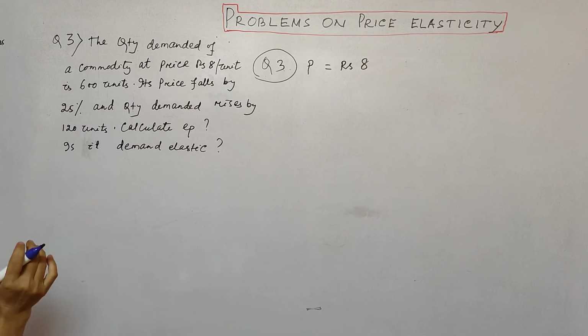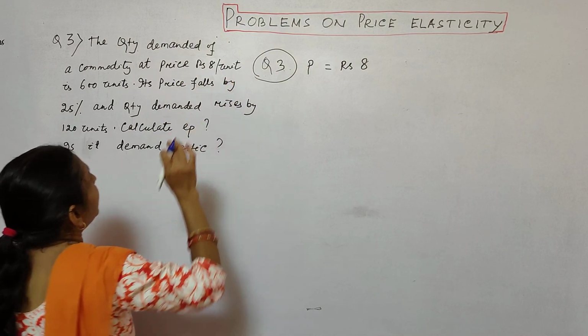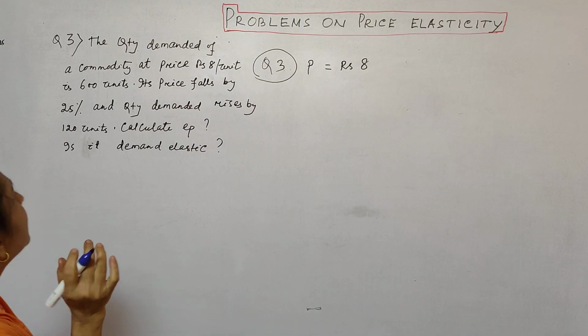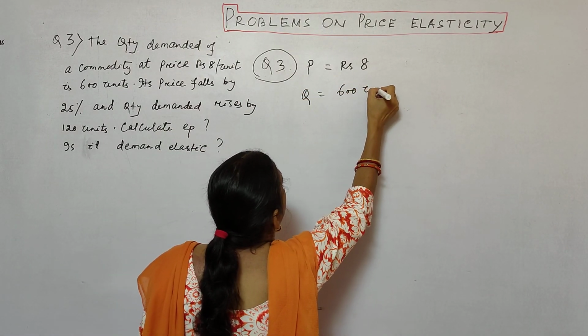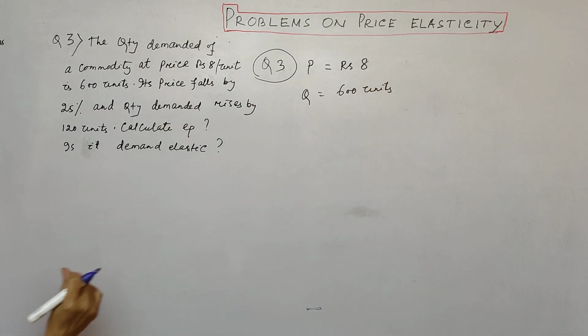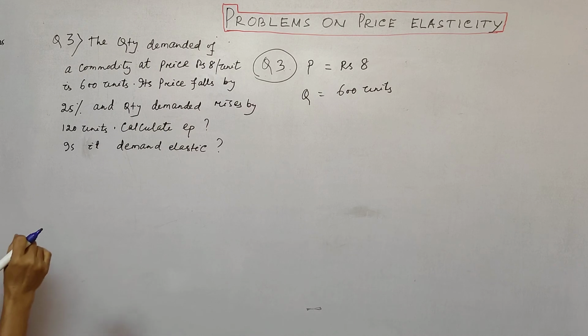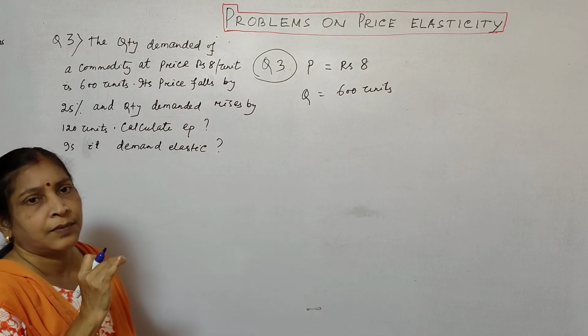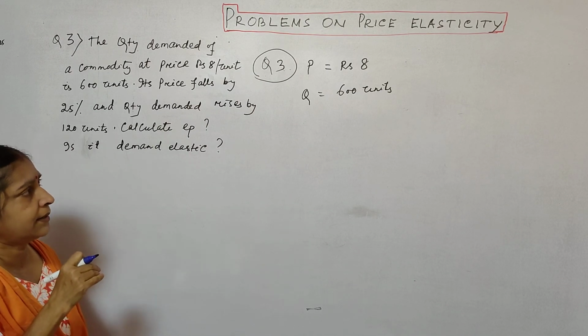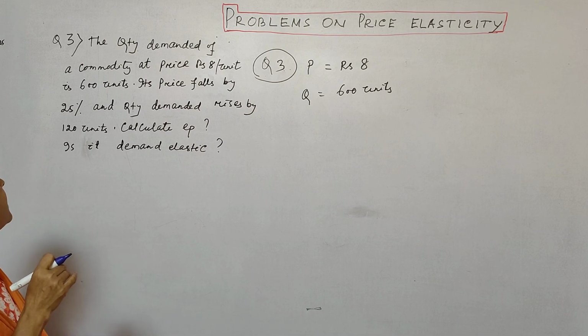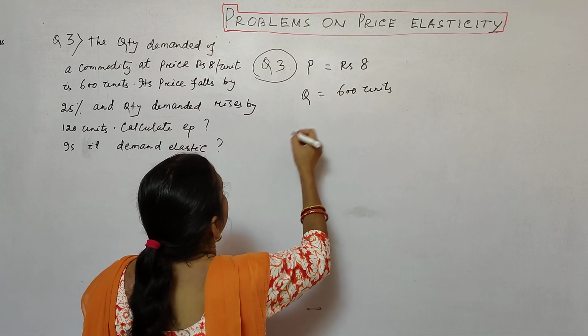The initial price P has been given, and with this price of rupees 8 per unit, the quantity demanded is Q equal to 600 units. Then the next information we will see: its price falls by 25%. Now they have not given us the final price. That means P1 they have not given us. We have to find out the final price.